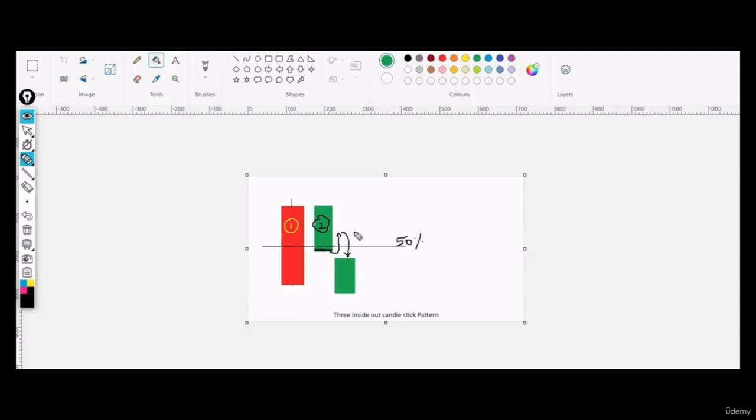So when the third candle forms by a slight retracement above the 50% level of the first one, our entry must be here, right?